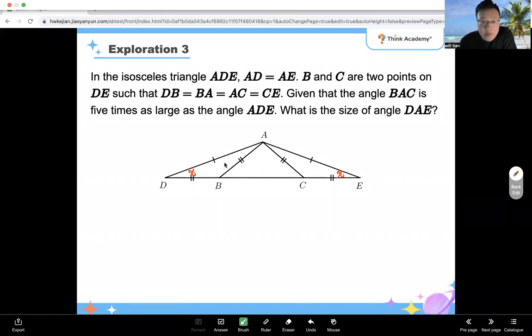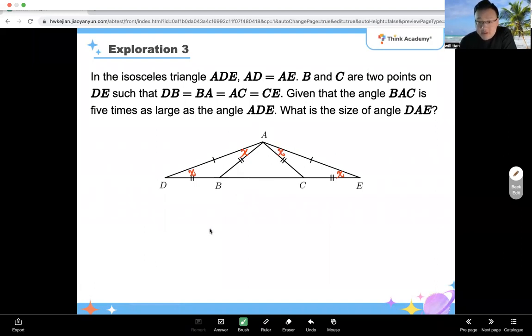So guys, if I want to use a letter to represent the size of angle DAB, is that still X? Yes or no? Yes, it is. Because triangle ABD is an isosceles triangle and angle D is X, so this one will be X as well. And since this shape is symmetrical, so this is X.